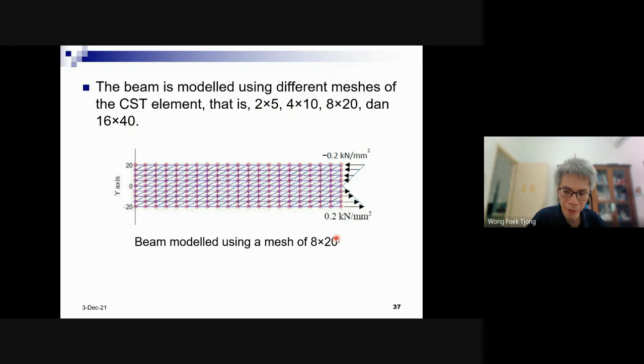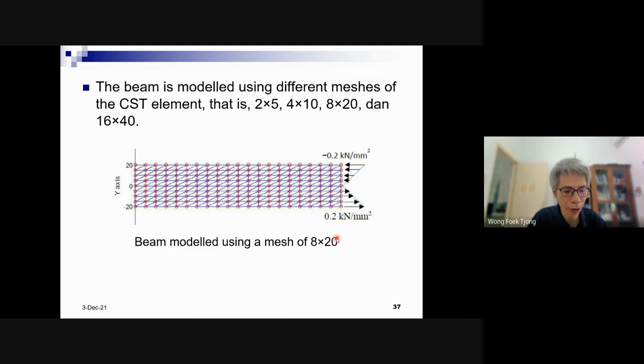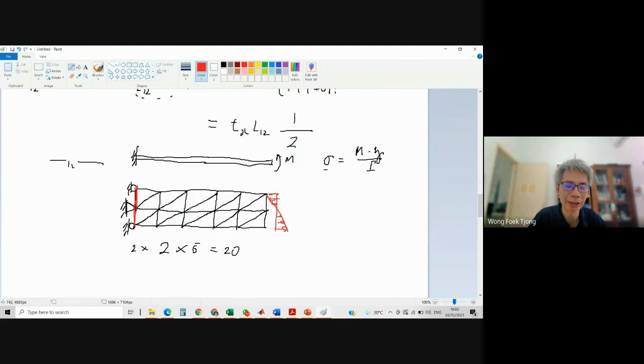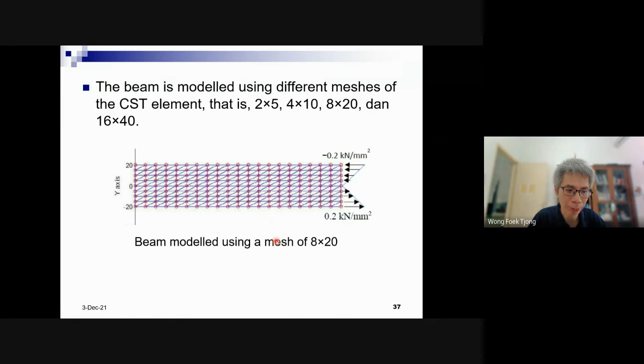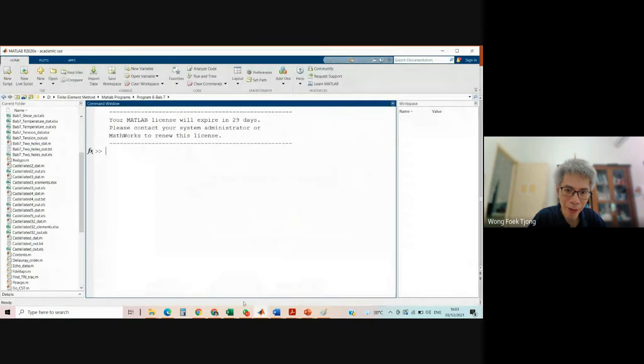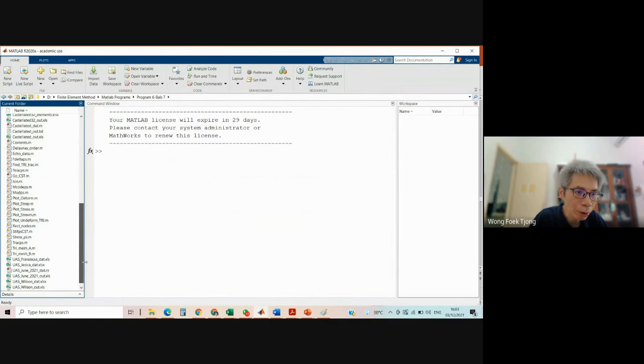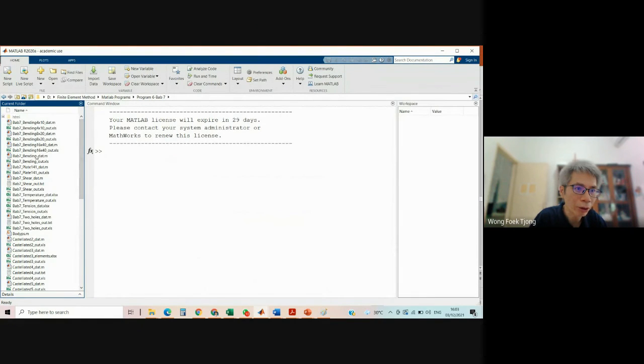Any questions? And then, because there are too many elements here, of course I don't want to calculate manually. I use a computer program in MATLAB that I wrote by myself. Maybe it's better to demonstrate one pure bending problem. I think the data is contained in here. This is the input data.